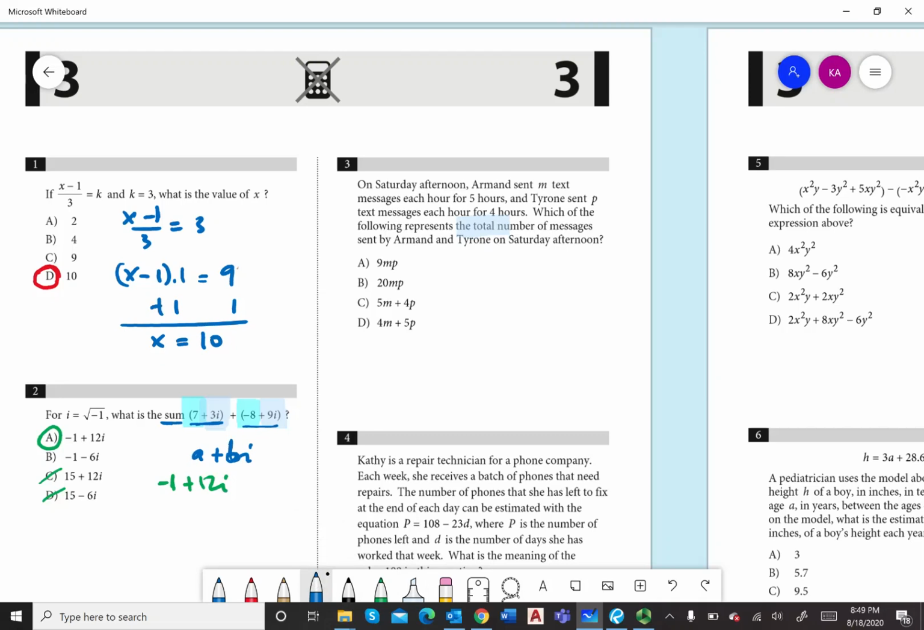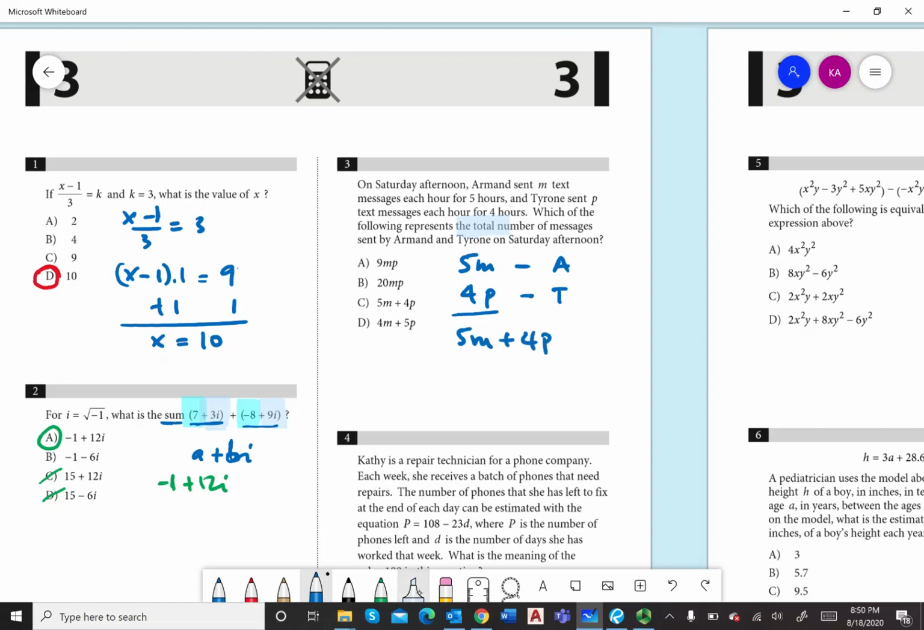Okay, so now let's see how many messages Armand sent. He's sending M each hour. So for 5 hours, it's M plus M plus M plus M plus M, 5 times, or 5 times M. So 5M for Armand. And then for Tyrone, it's 4 hours times P. Okay, so the sum is 5M plus 4P.